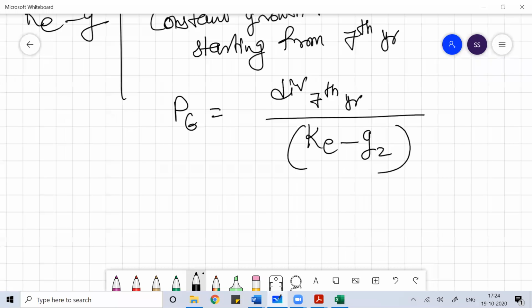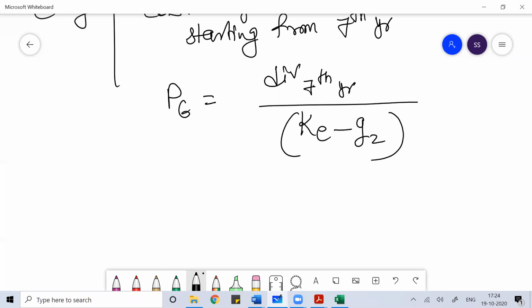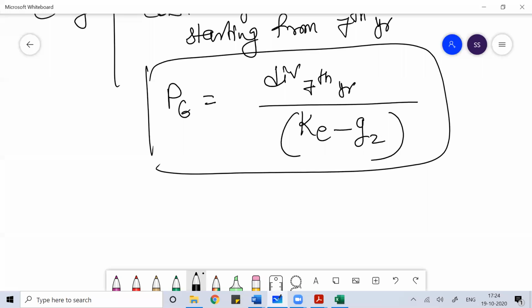No, but for solving the problem, you need the present price. This formula, the constant growth rate model, will give you the price at the end of the sixth year. But for this question, I want the present price of the share.